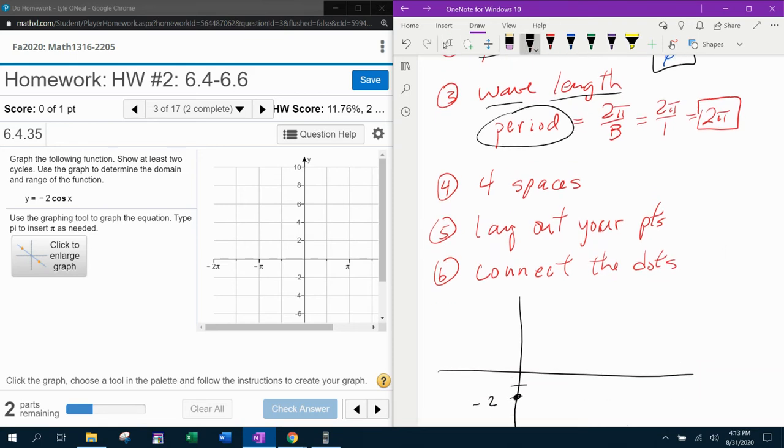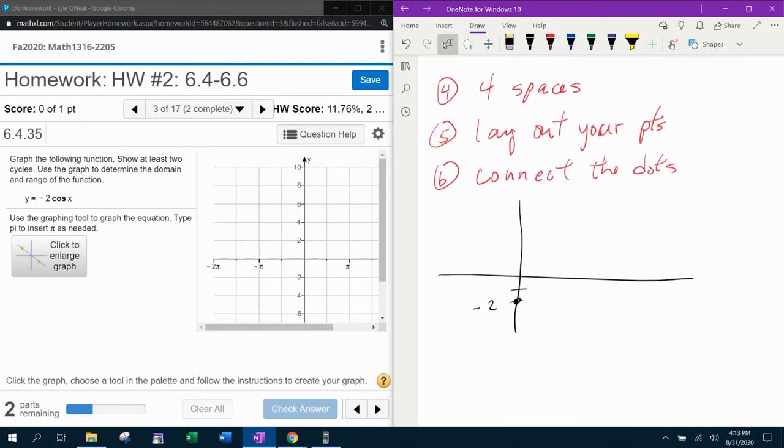Now the wavelength is the period, which in this case is 2 pi. So if I start on the y-axis, then I would end somewhere over here at 2 pi. Does that make sense? If I start on the y-axis, I'm starting at 0, and from 0 to 2 pi is a distance of 2 pi. So that would be my wavelength. And you always finish where you start. So if I start at -2, I'm going to finish at -2.